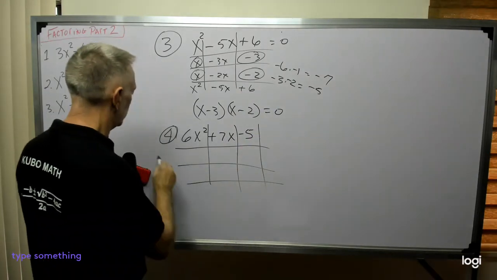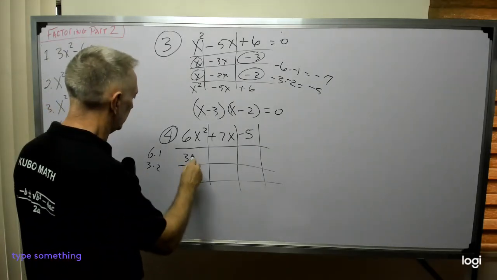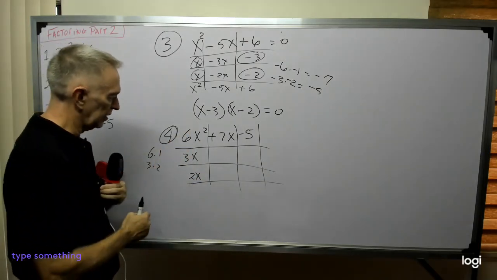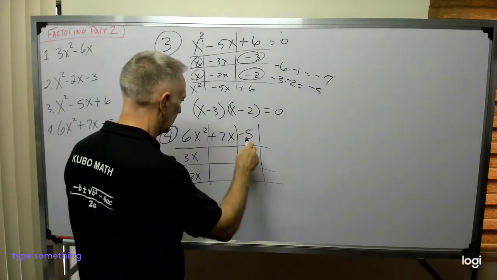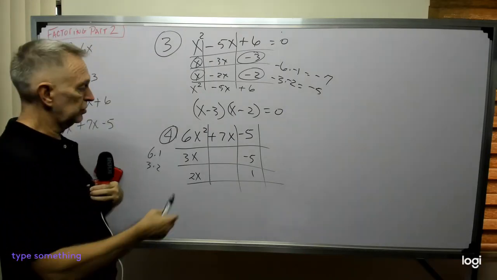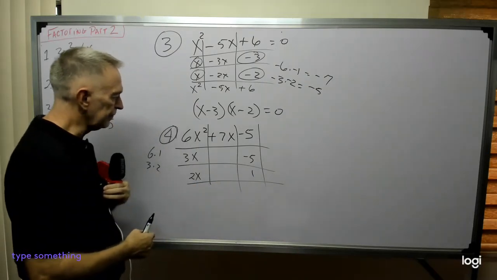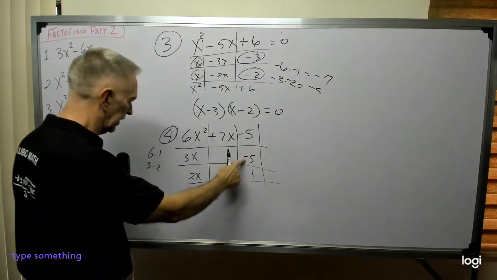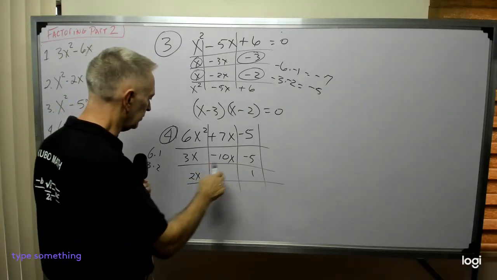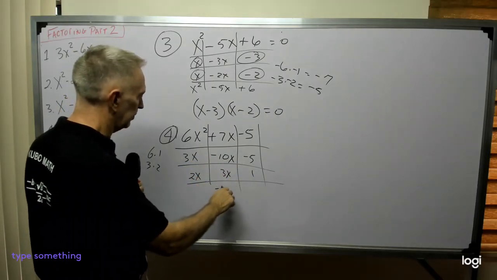Okay. What are the factors of 6? 6 and 1, 3 and 2. I'm just going to try 3x times 2x. That gives me 6x to the second power. Now I have a negative 5, so a negative 5 and a positive 1. I'll just guess those, putting the negative here rather than here. I'll just guess that. But when I do the diagonal, negative 5 times a positive 2 gives me a negative 10x. 1 times 3x gives me 3x. If I add those together, it gives me a negative 7x.